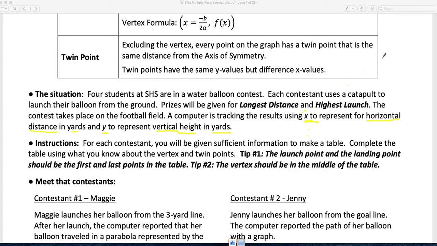So if you think about what this is going to look like, if I did a table like this, this is going to be distance, and this is going to be height, x and y.